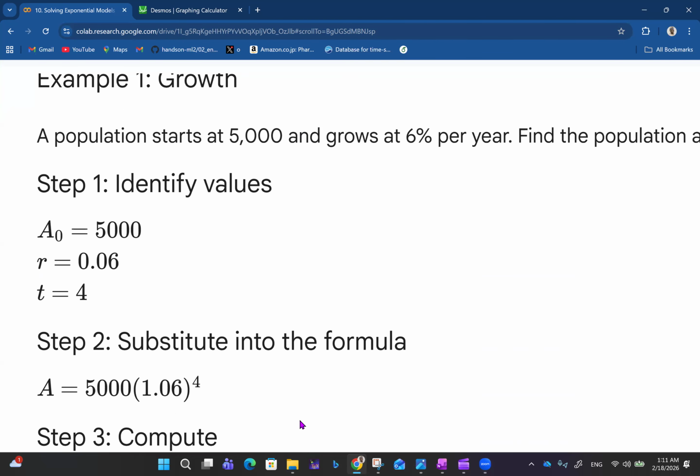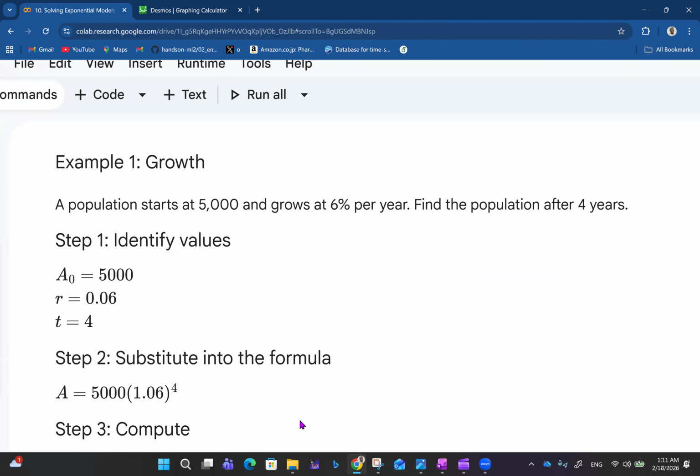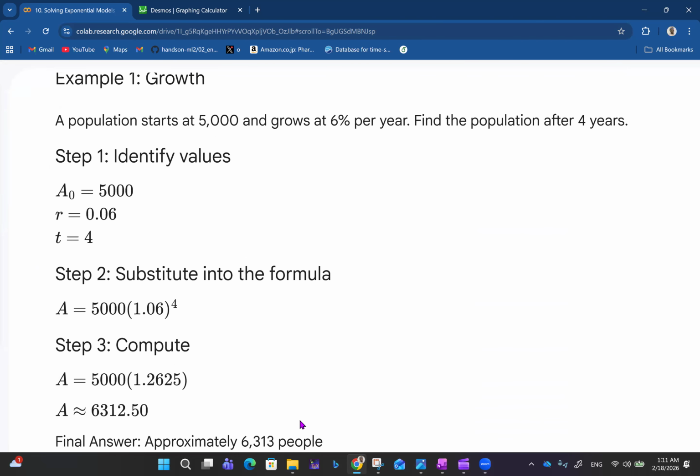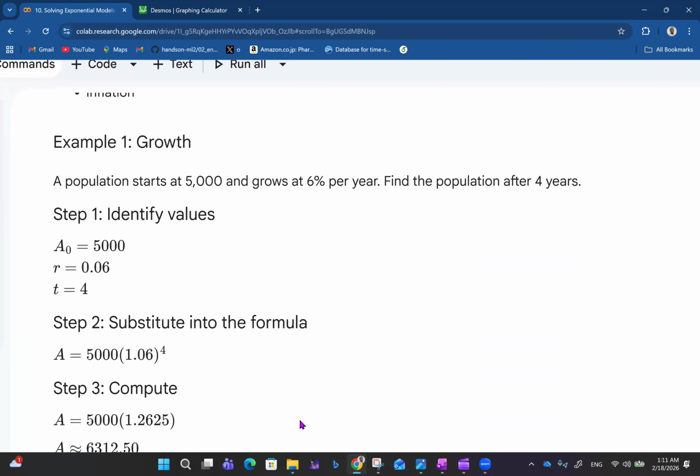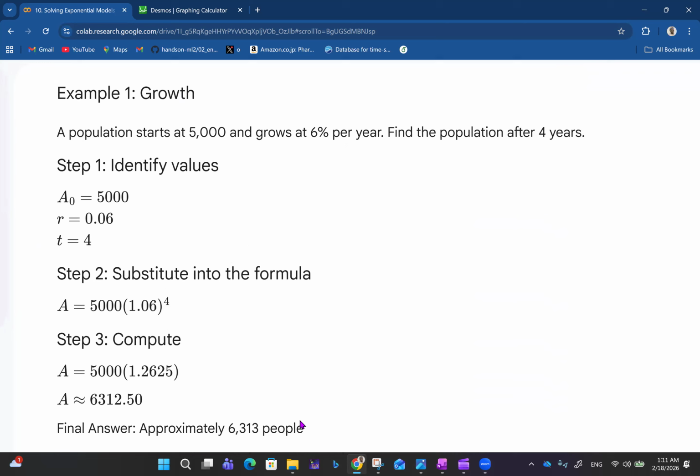So example one, we talk about a case of growth, for instance. A population starts at 5,000. Maybe when you took interest in the population, the population was 5,000 people, or 5,000 bacteria, or 5,000 whatever. Or even if it is money, you invested 5,000, and it grows. The population now grows 6% per year. Then find the population after 4 years.